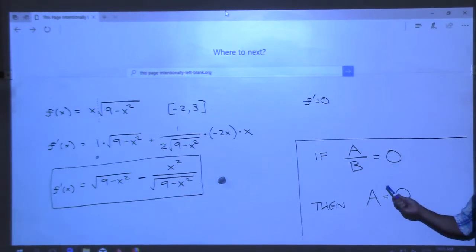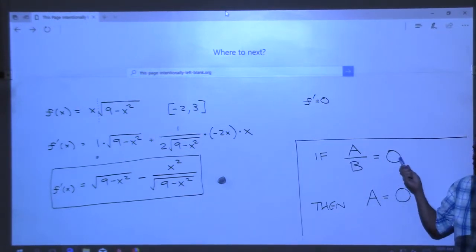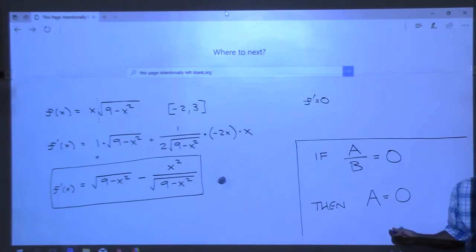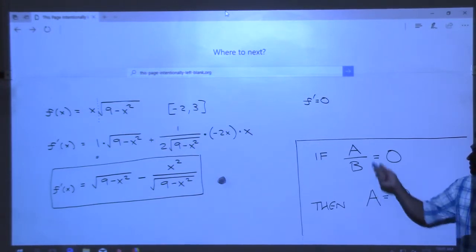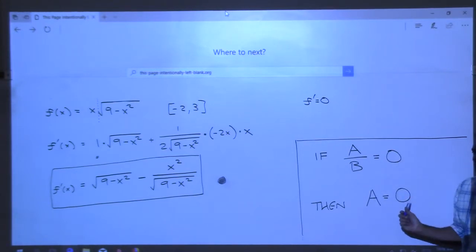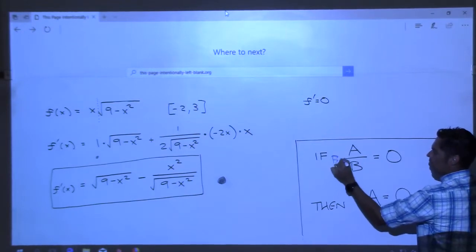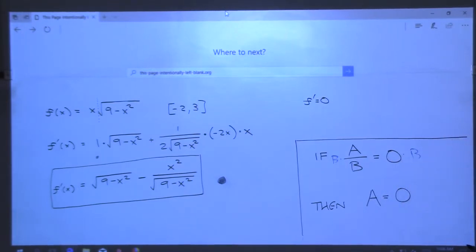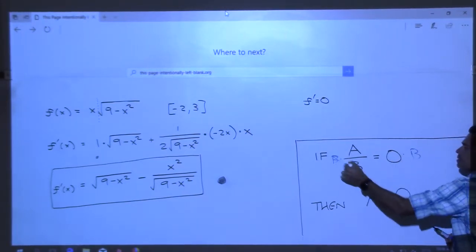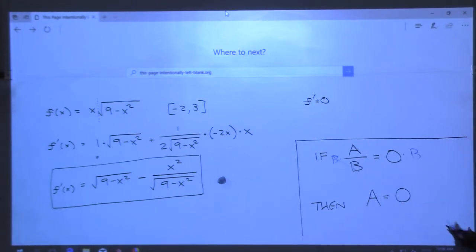I'm saying if a fraction is equal to 0, all you have to do is set the numerator equal to 0. That's what this is saying. Say a fraction is 0, just look at the numerator and set it equal to 0. Why, though? Because you can take this equation and multiply both sides by b. If I do that, I get a, and over here it's 0. So I can do that for any fraction.